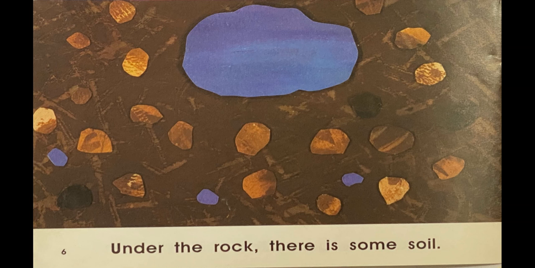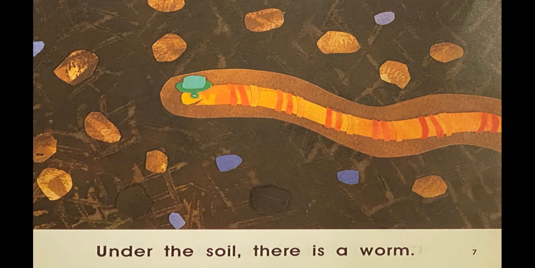Under the rock, there is some soil. And for lots of kids, soil might be a new word. So you might want to say under the rock, there is some soil. Oh, soil is another word for dirt. And use your hands as if you're squishing or squeezing dirt. There is some dirt. And under the soil, there is a... worm. That's right, it's a worm.